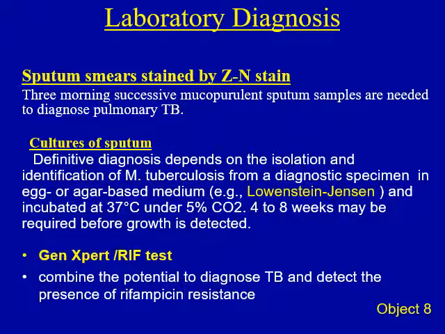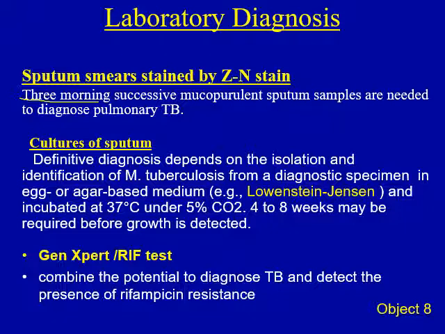Sputum smear stained by Ziehl-Neelsen stain. We take 3 morning successive mucopurulent sputum samples, which are needed to diagnose pulmonary TB. Not only one, we do 3 morning sputum. If it was negative, not excluded, we do the culture. If it was positive, it is diagnostic.